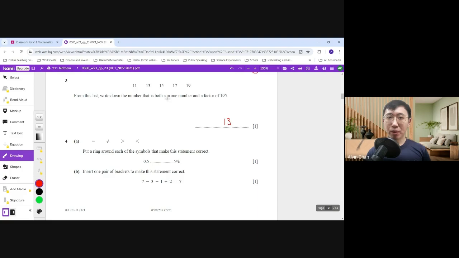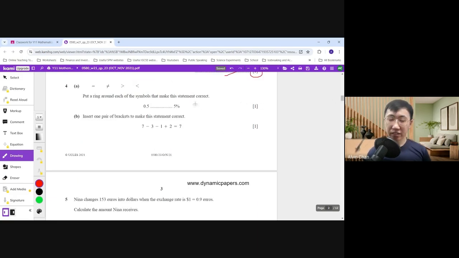You see, prime number, you go for 13, 11, 17, 19. 15 is not a prime number. And then you check with your calculator, 195 divided by 11, 13, 17, and 19. You will realize that 13 is divisible. Put a ring around each of the symbol and make this statement correct.